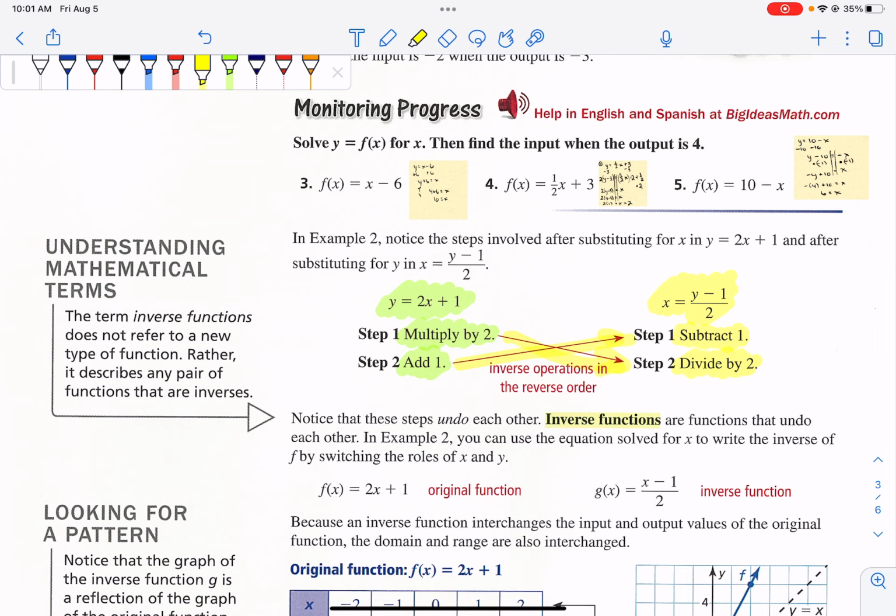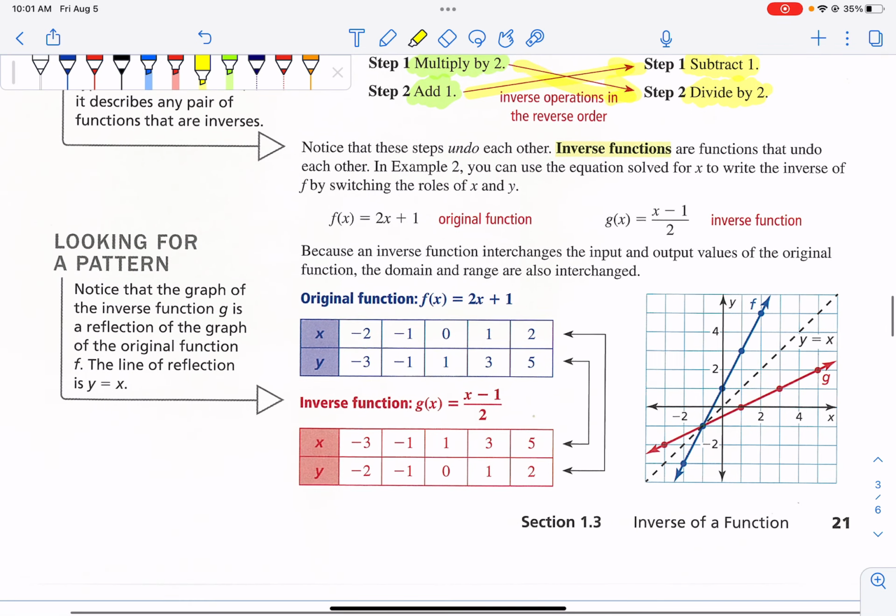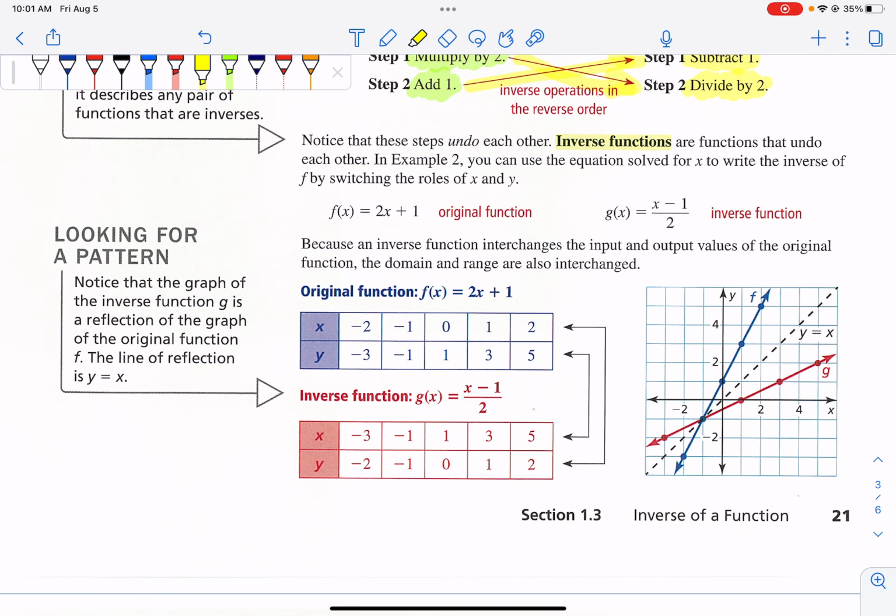I think that's an interesting relationship to keep in mind. Okay, inverse functions. Bread and butter of this entire lesson. Now, inverse functions are functions that undo each other, okay?